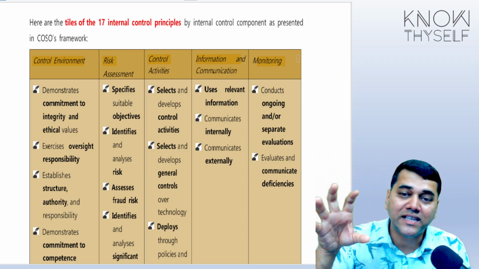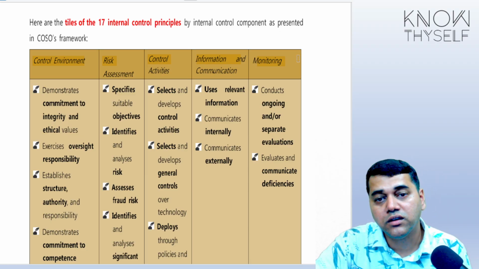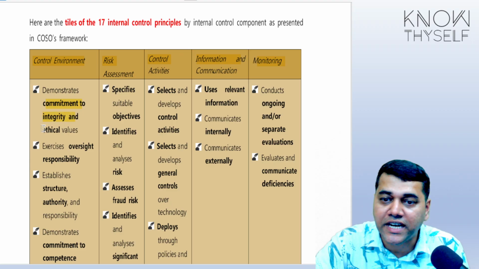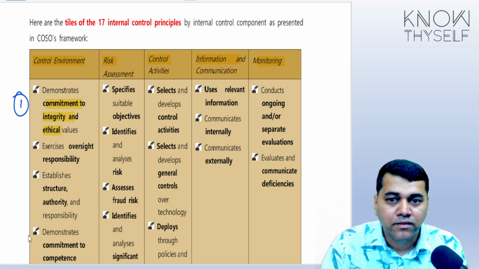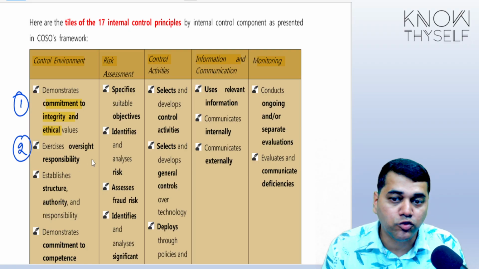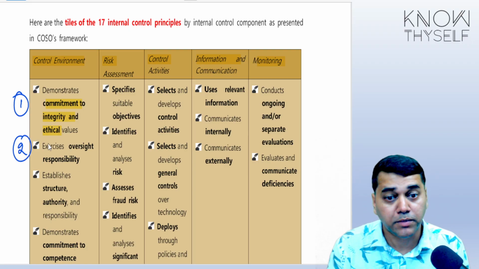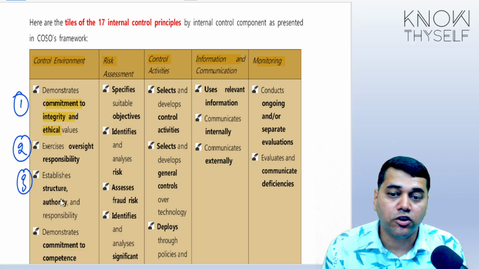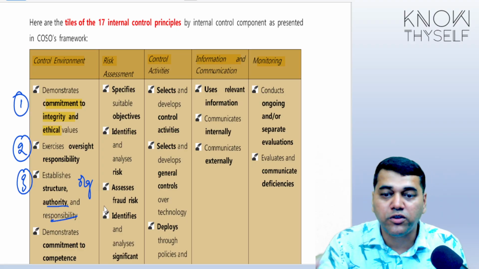What should be the essential elements or principles of your control environment? One, demonstrate commitment to integrity and ethical values. You see, students, this was the first point, because this is our emotions; this is where we start. Second, exercise oversight responsibility. That means you separate yourself from execution, but you monitor them. Third, establish structure and authority. That means you have an organization structure and give authority and responsibility to the people.